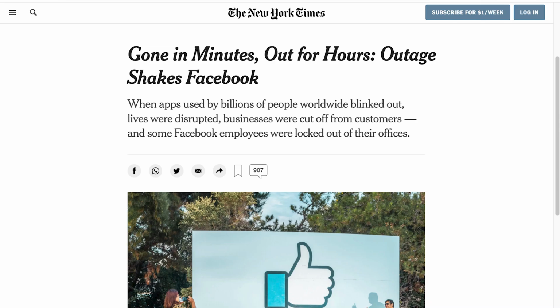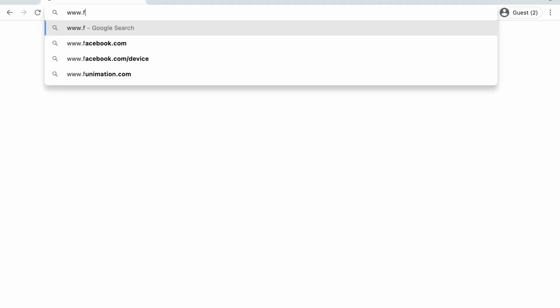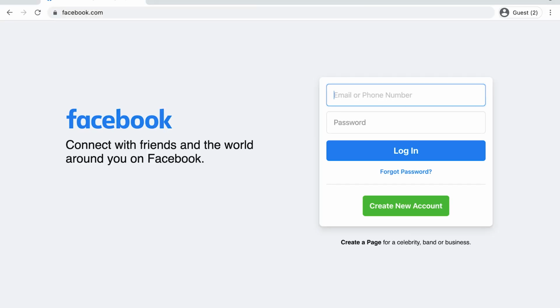Last week, all of Facebook's services were offline for about 5 hours, and I thought it'd be interesting to discuss it. We'll start with the idea that every computer on the internet has a numerical IP address that it uses to communicate. So one of the first things that has to happen when you type in something like www.facebook.com is that your computer has to look up the IP address for Facebook. And the way that works is using DNS, the domain name system.